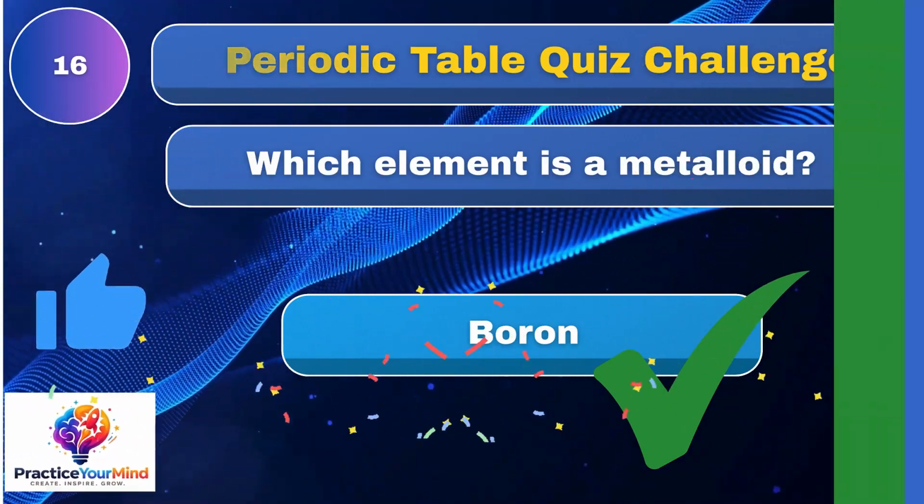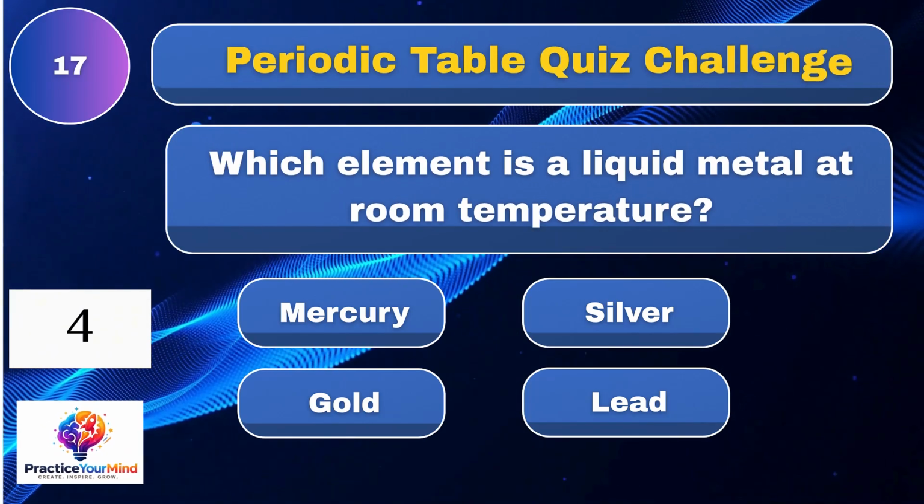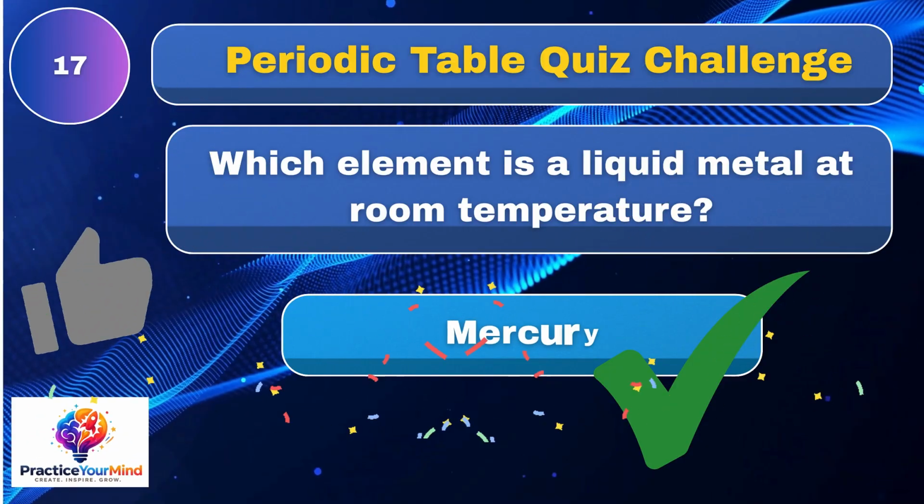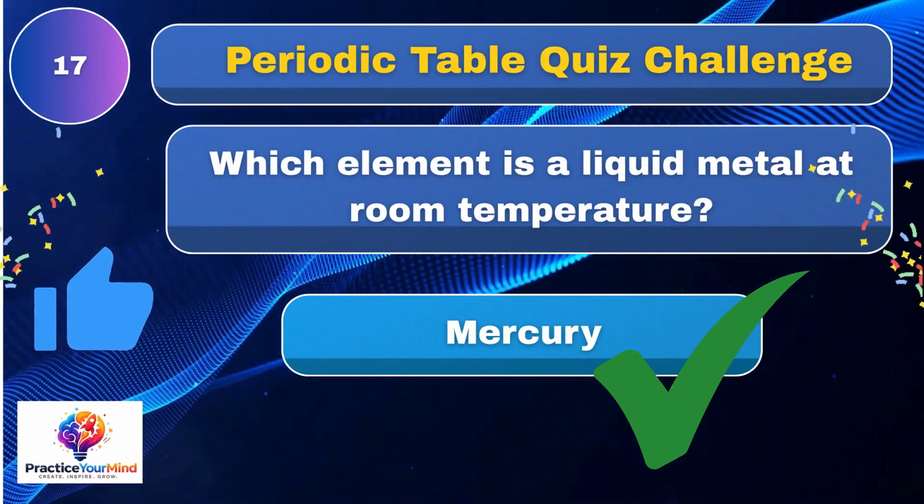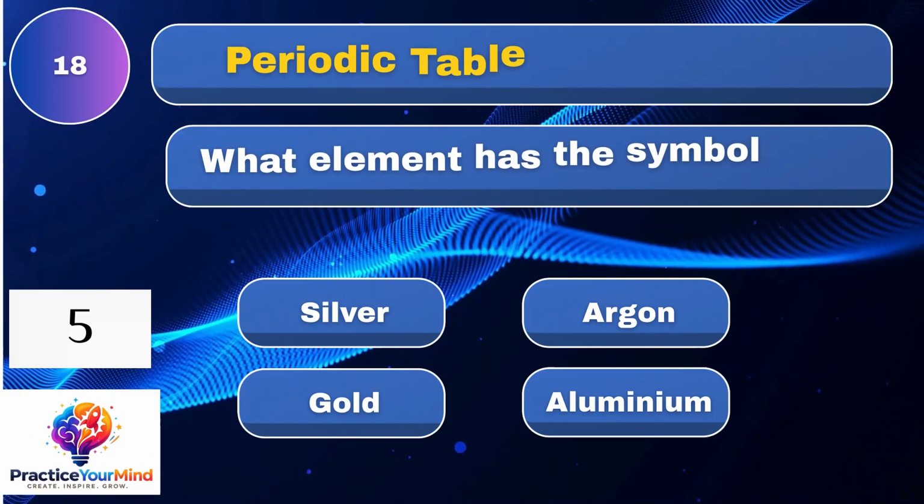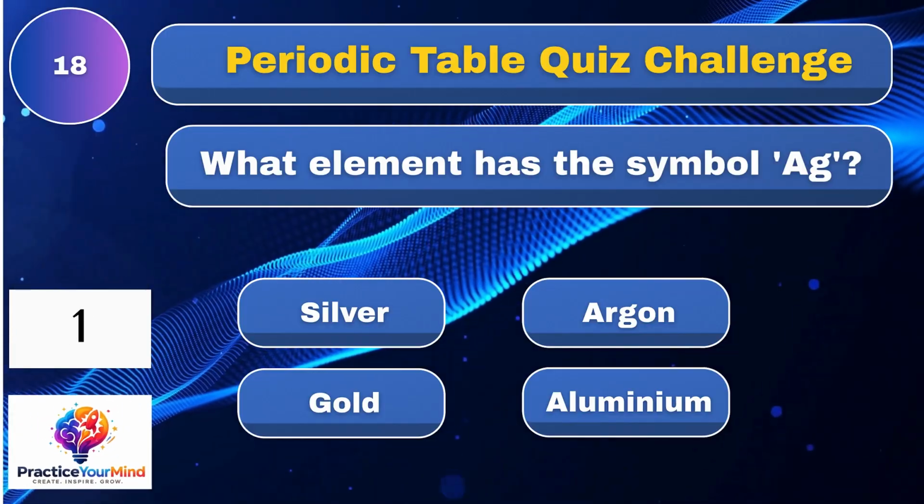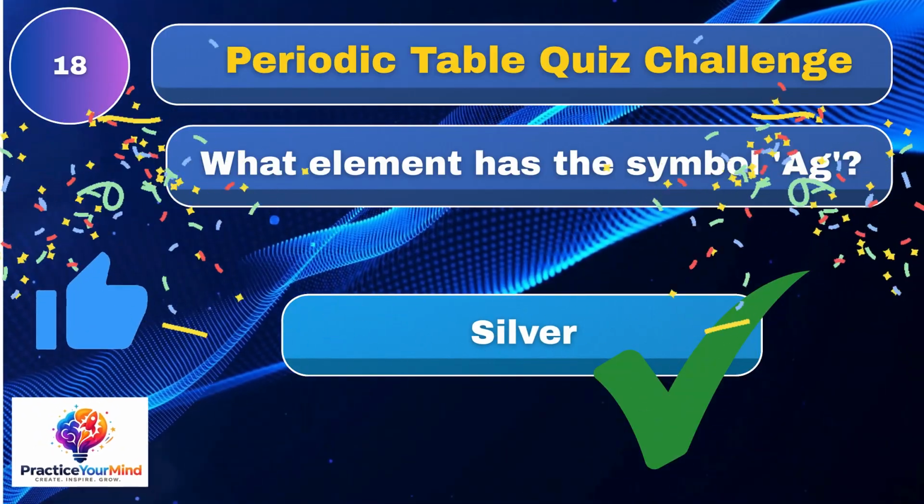Moving on to question 17. Which element is a liquid metal at room temperature? Correct. Mercury is liquid at room temp. Let's proceed to question 18. What element has the symbol Ag? Great job. Ag is silver.